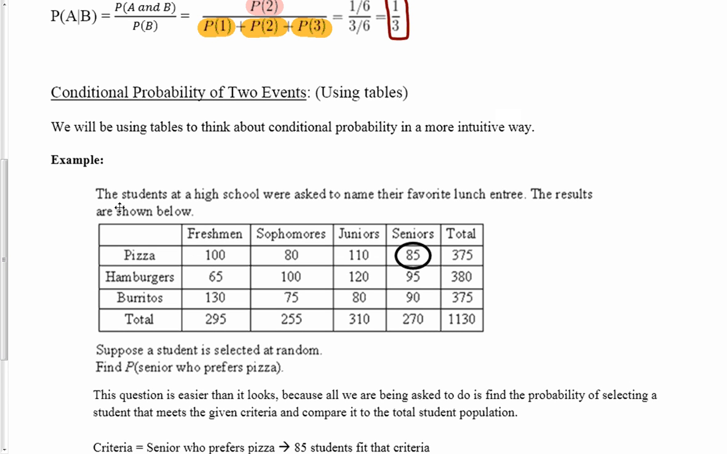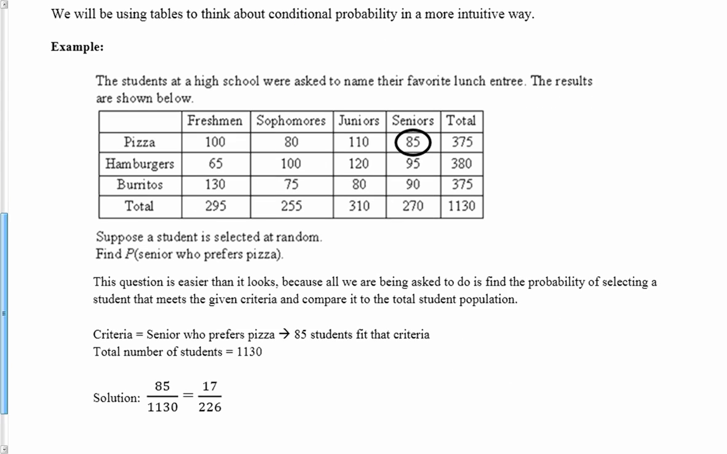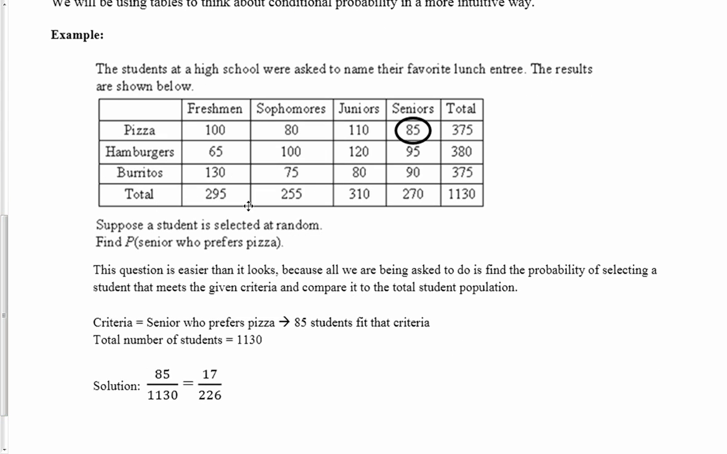Here's an example. The students at a high school were asked to name their favorite lunch entree. The results are shown below. We have pizza, hamburgers, or burritos, and then we have it divided up into the different classes. Suppose we select a random student. We want to find the probability that we get a senior who prefers pizza.